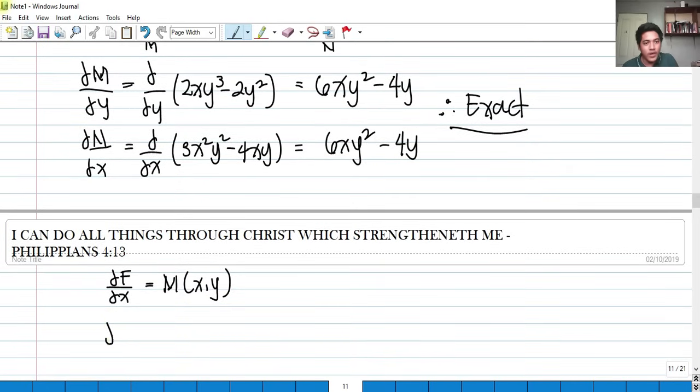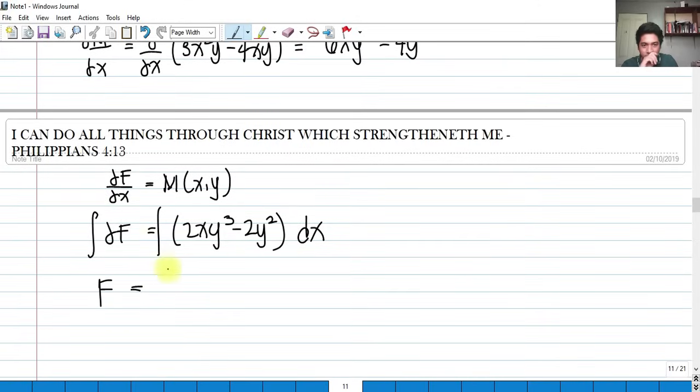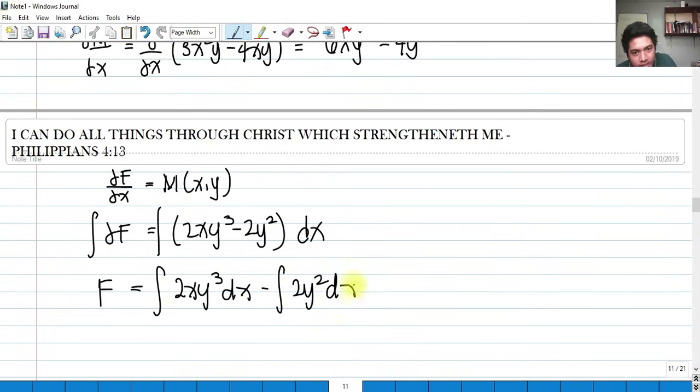So we have the partial of f is equal now to our new M. Our new M is this: 2xy cubed minus 2y squared with respect to x. If we integrate both sides, f is equal to, I'm going to distribute the integral sign, the integral of 2xy cubed dx minus the integral of 2y squared dx.